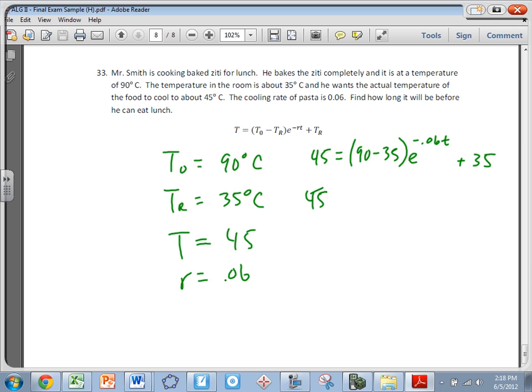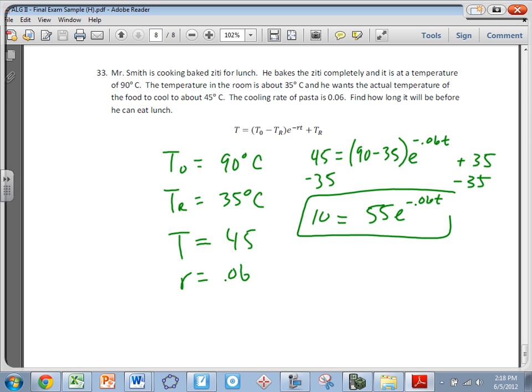What I'm going to do first, actually, is combine these two. The 90 minus 35 that you see there, let's combine those two. So we're going to have just 55 e to the negative 0.06 t, while at the same time, let's subtract 35 from both sides, yielding a 10 over here. So this is what we have now as our equation. Well, I've got to get rid of that 55 before I can solve this. So divide by 55, I get 10 over 55 equals e to the negative 0.06 t. But 10 over 55 is really 2/11 equals e to the negative 0.06 t.